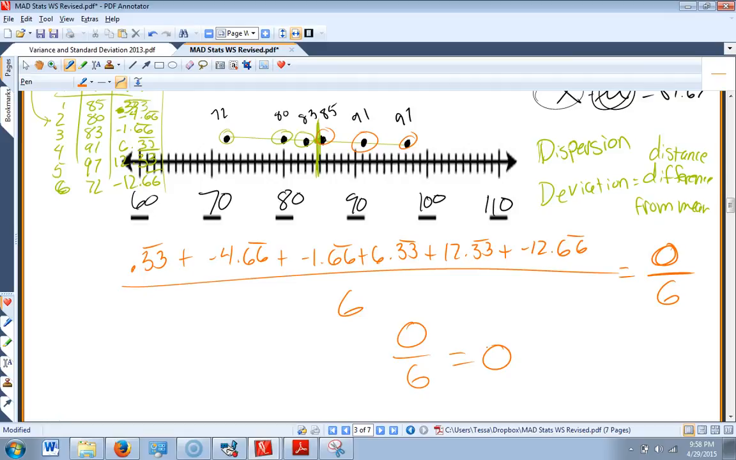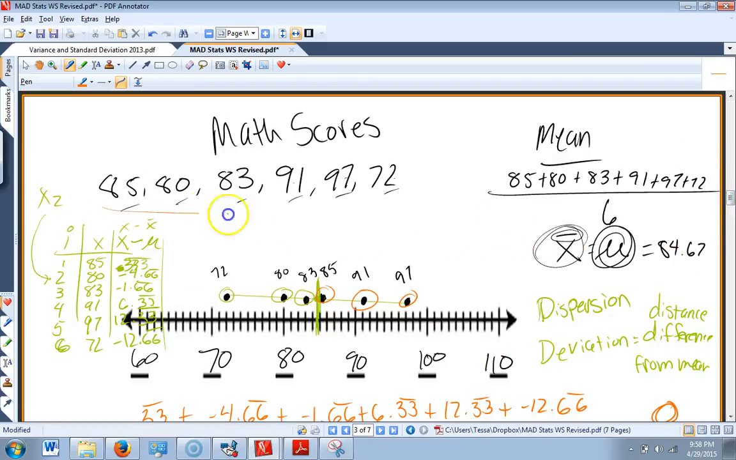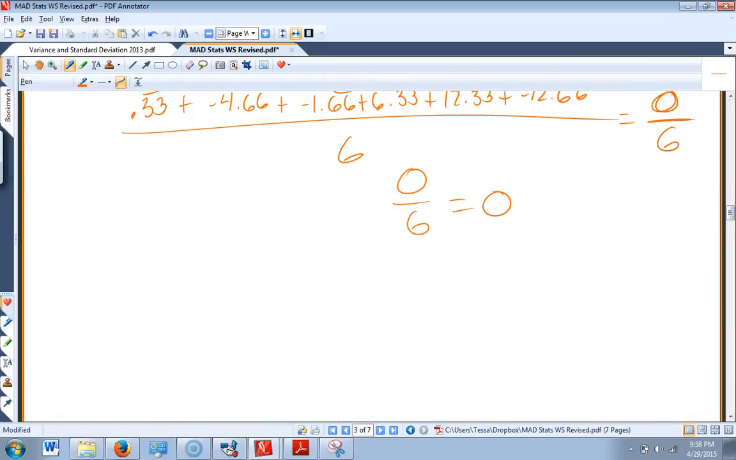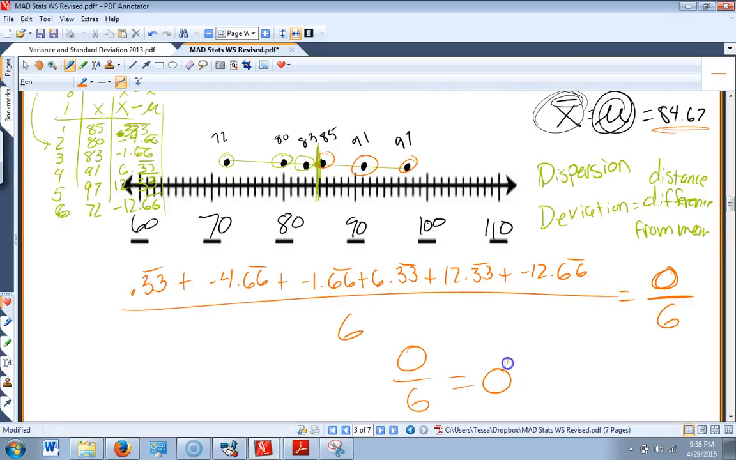That doesn't make any sense because clearly we have a spread of data here. We have a bigger average distance than 0. I can guarantee that we are not all spot on the mean. None of these data points are equal to 84.67, so that doesn't make any sense. So what we've come up with in the statistics world is additional measures of deviation or dispersion, how spread out the data is, and the whole purpose of that is how do we make this not 0?